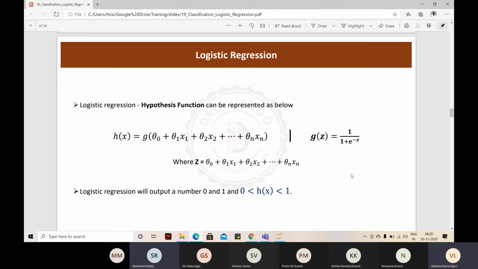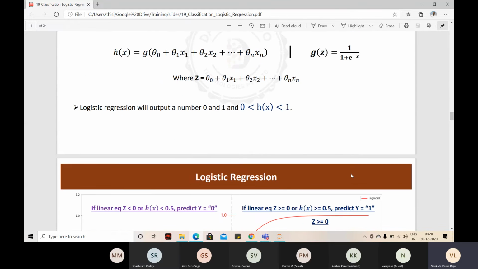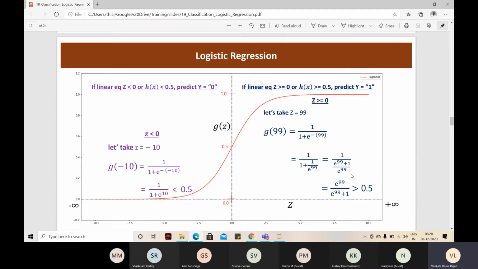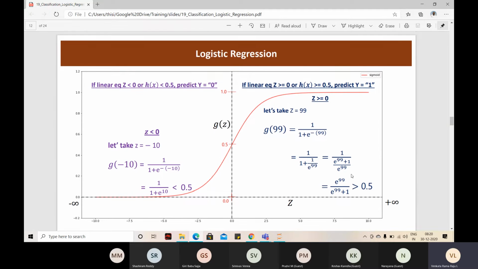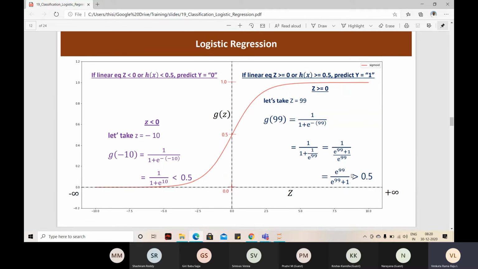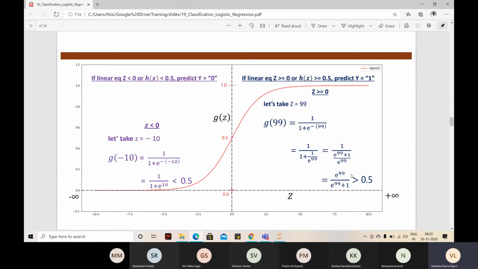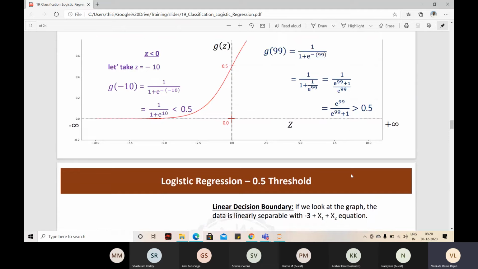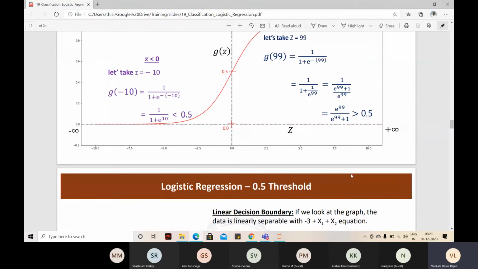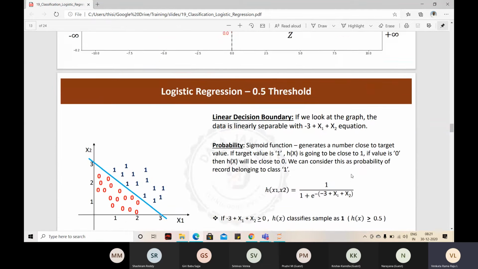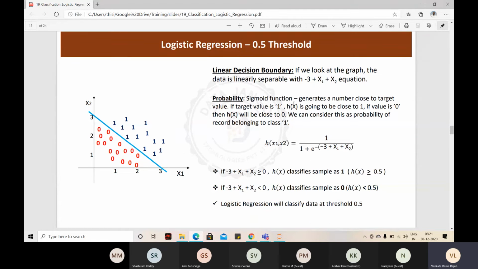Got it? You mean we're taking the same cost function? No, that I'll explain in a moment. The same cost function will not work. We'll take log loss here. Okay, so this part is clear, right? How the sigmoid function is predicting and how exactly it is learning. We know that. So now the threshold.